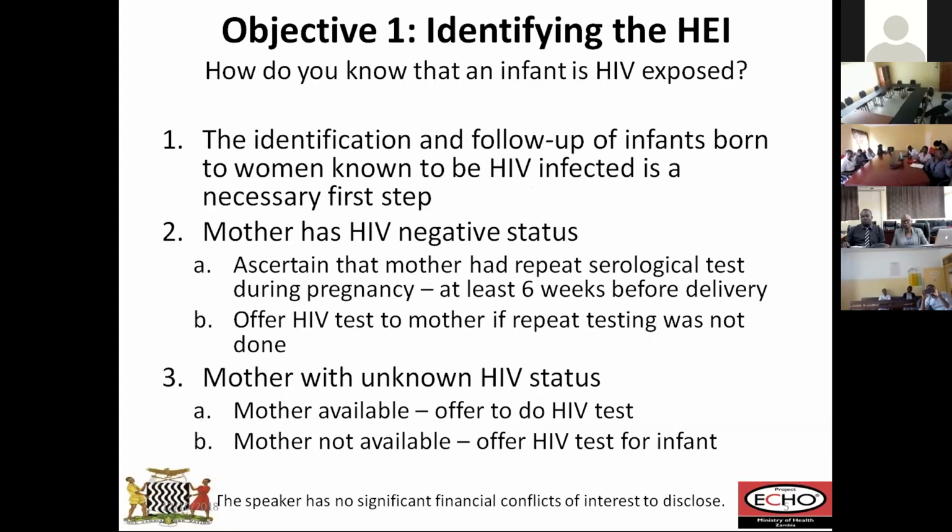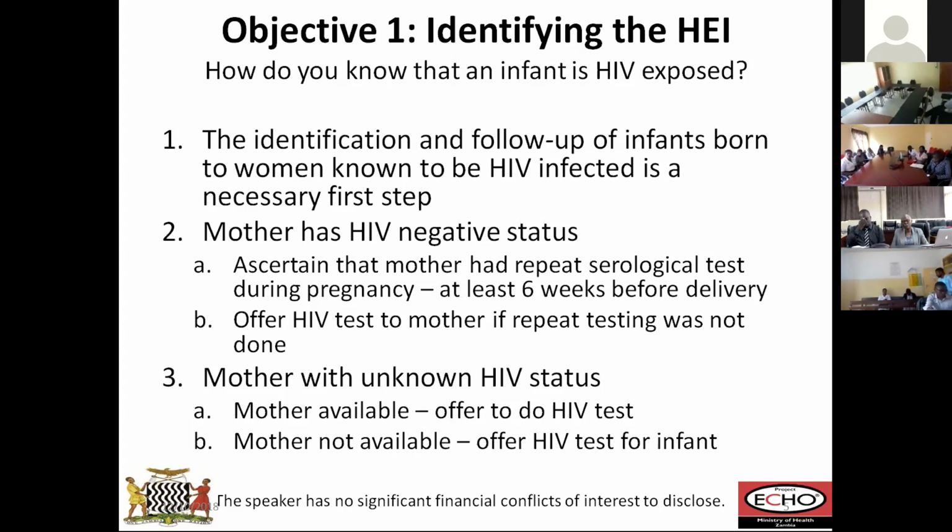Okay. So we can go back to the presentation. Look at objective 1, which is identifying the HIV-exposed infant. How do you know that an infant is HIV-exposed? First of all, we need to understand what an HIV-exposed infant is. I think we all know that an HIV-exposed infant is any infant who is born from an HIV-infected woman. So for us to be able to identify that this child or infant is HIV-exposed, we need to confirm the HIV infection status of the mother. So that's the first step.